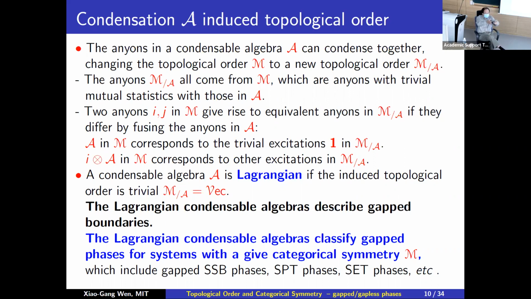Because A is like some order parameter. If you insert an anyon with non-trivial mutual statistics with its order parameter, you create a branch cut in the order parameter, and then causing linear growth in energy. So that's confined. So A condensation confines all the anyons with non-trivial mutual statistics with the anyons in A.